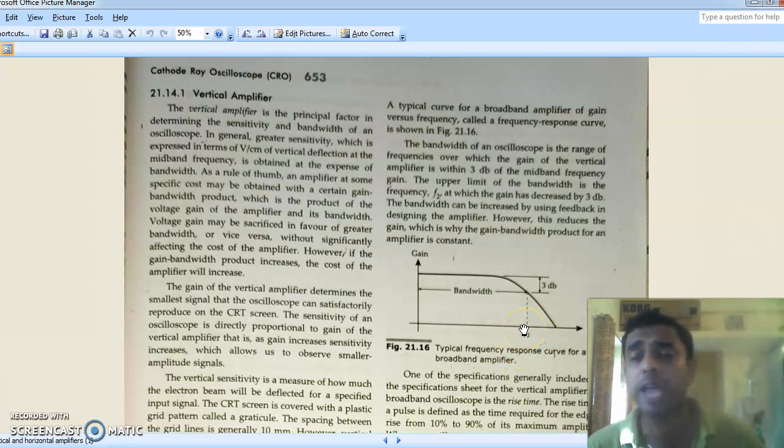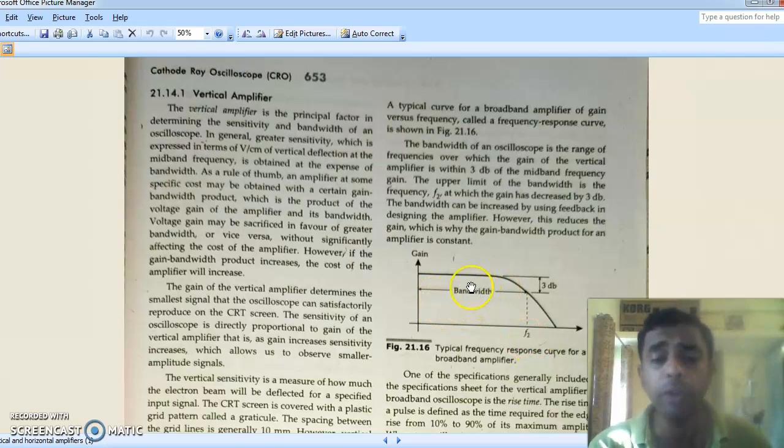So each CRO has its own upper limit. It can be 35 megahertz, sometimes it can be 20 megahertz. So it has a certain cap. It can amplify high frequencies, but there is a cap. So this is the cap for this particular CRO, F2. That is, it can amplify signals or faithfully reproduce signals up to a frequency F2.